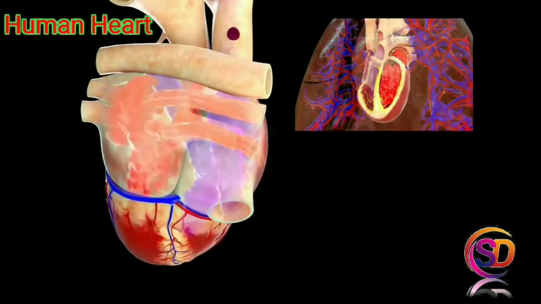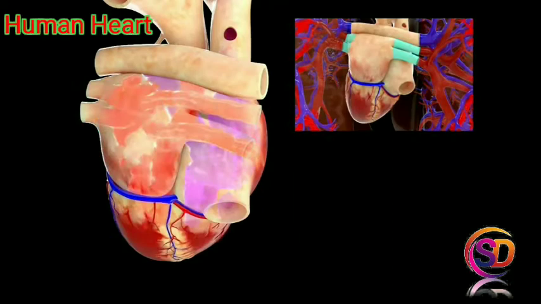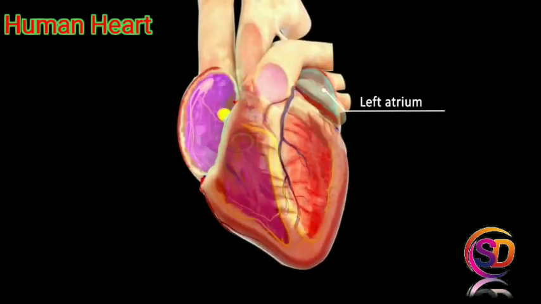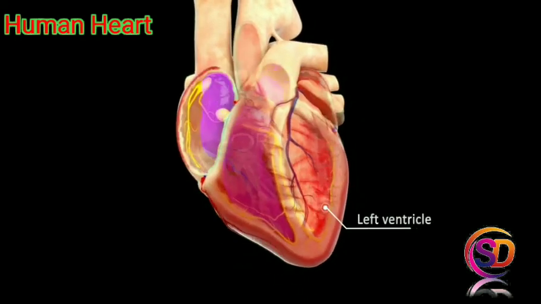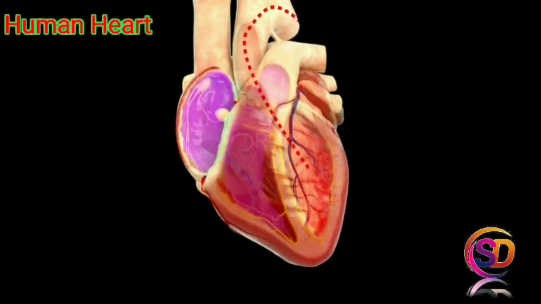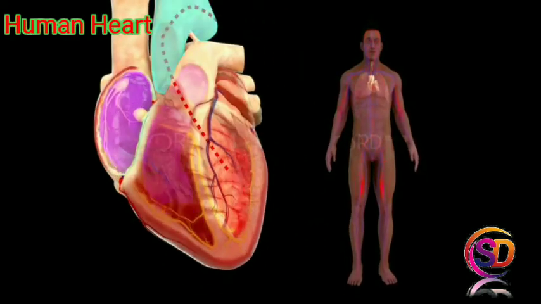The oxygenated blood from the lungs is transported through the pulmonary veins to the left atrium. The left atrium relaxes when it is receiving the blood. It then contracts, while the left ventricle relaxes and expands so that the blood enters the left ventricle. When the left ventricle contracts, the blood is pumped out through the systemic aorta and its branches to different parts of the body.